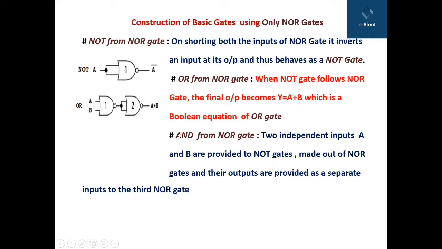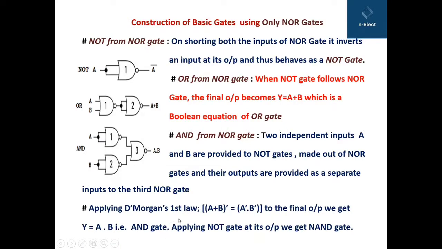Similarly, construction of AND gate by using only NOR gates. Here two independent inputs A and B are provided to the NOT gates which are constructed using NOR gates. So here you will get A bar and here you will get B bar. This A bar and B bar will be the inputs for the third NOR gate, and therefore its output will be A bar plus B bar whole bar.